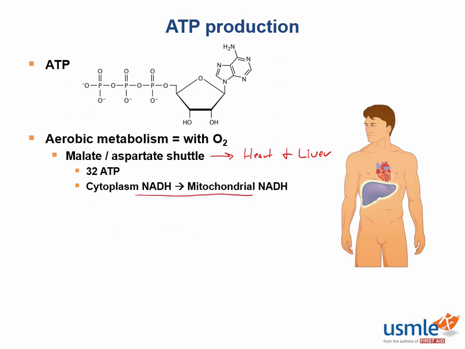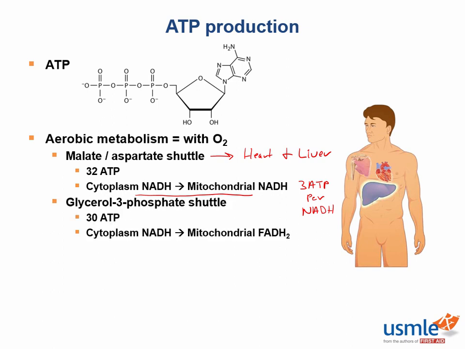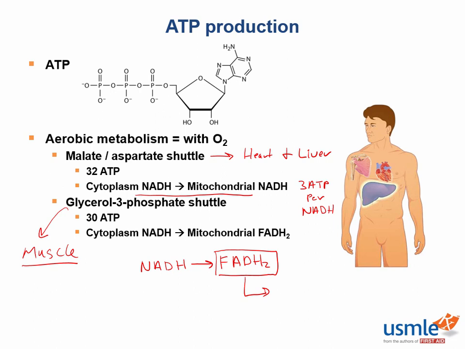This shuttle transports NADH electrons gathered in the cytoplasm to the mitochondria NADH acceptor, which can produce 3 ATP molecules per NADH. Now, only 30 molecules of ATP are produced when the glycerol 3-phosphate shuttle is used within muscle. The difference here is that this shuttle transports NADH electrons from the cytoplasm to mitochondrial FADH2 acceptors, and these can only produce 2 ATP molecules per NADH consumed.